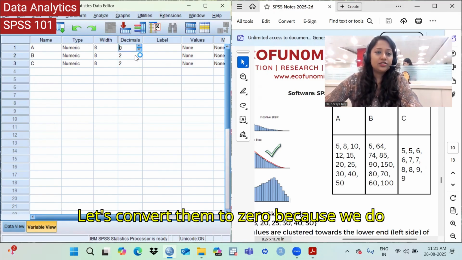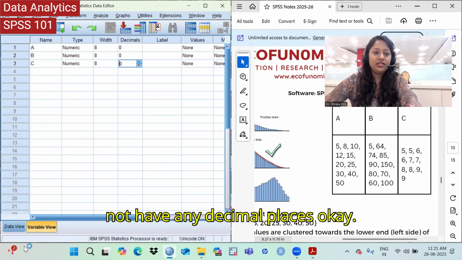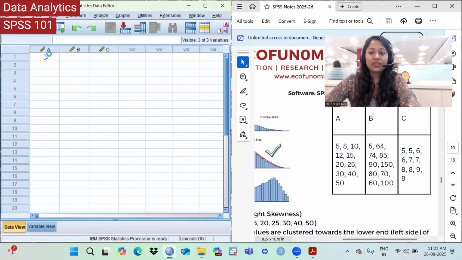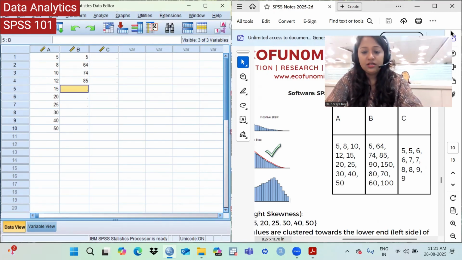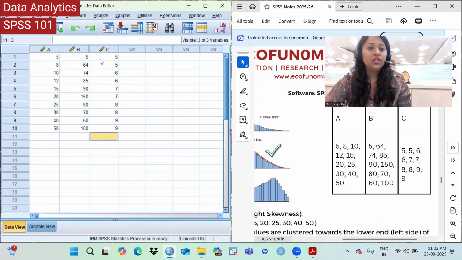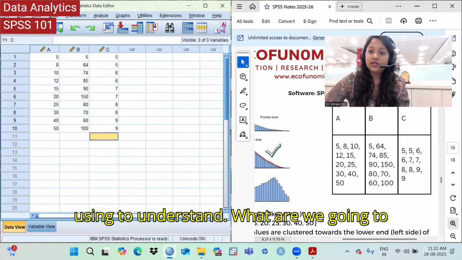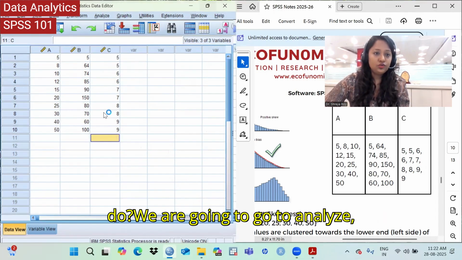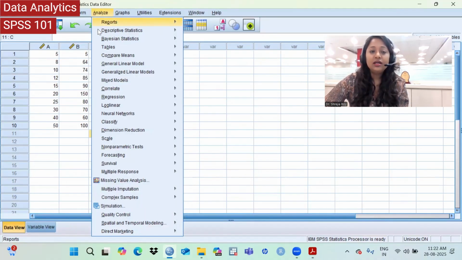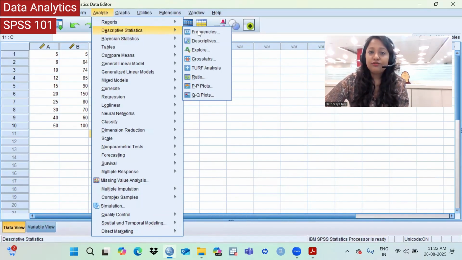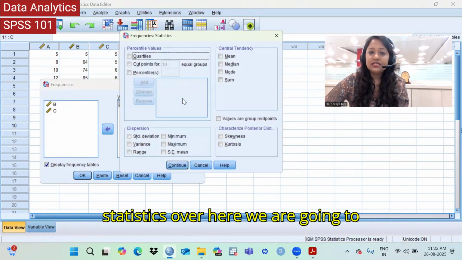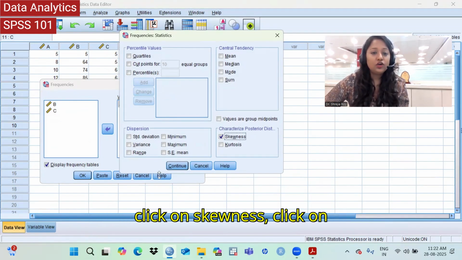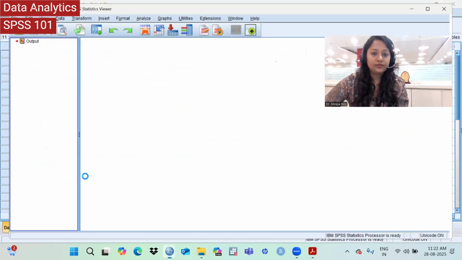Let's convert them to 0 because we do not have any decimal places. Okay. Now, these are my 3 data that we are using to understand. What are we going to do? We are going to go to Analyze, Descriptive Statistics, Frequencies, select A, Statistics. Over here, we are going to click on Skewness, click on Continue, click on OK.